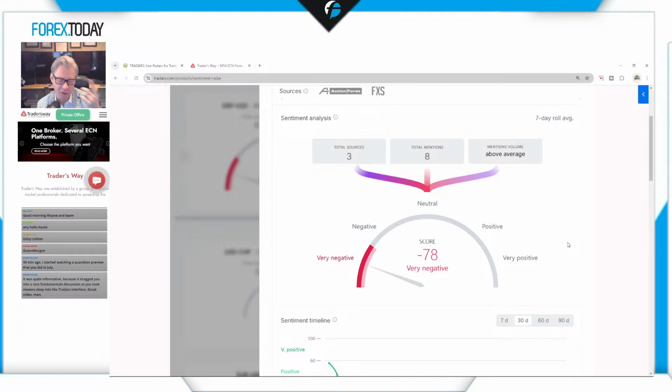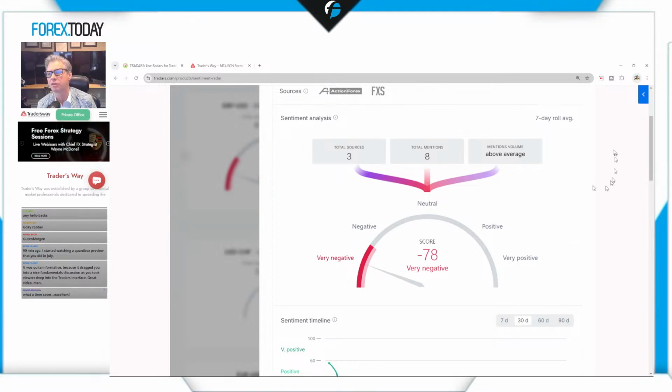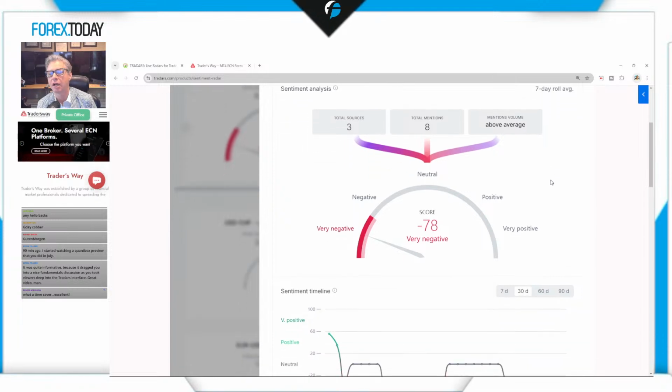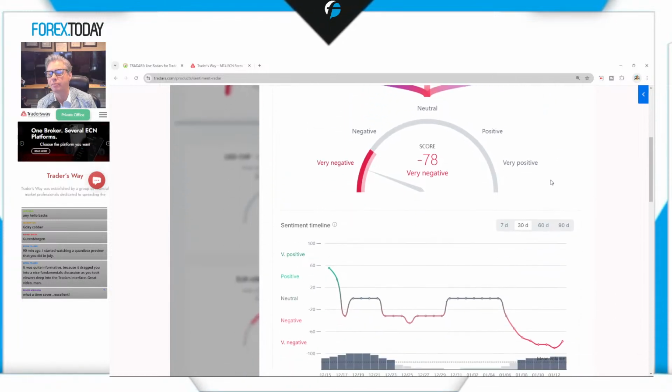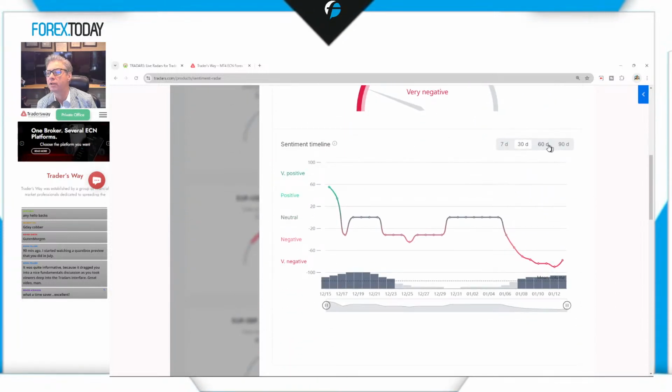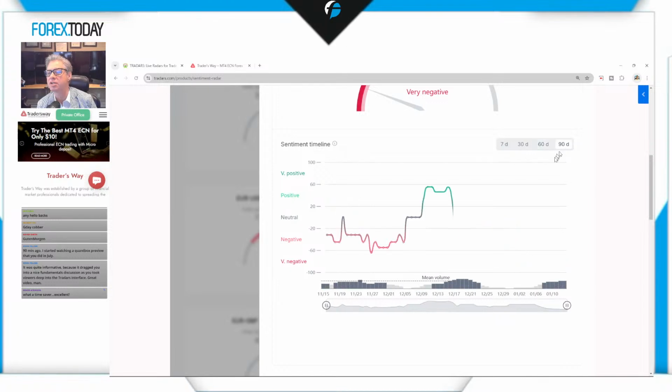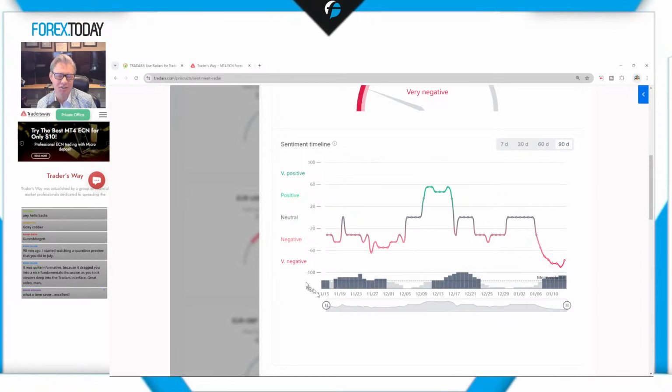And you don't have to then in your brain say, well, you know what? This is the 8th time I read an article this week that is negative on pound yen. But more importantly, we can go back 90 days and see the change in sentiment of the market. This is the market sentiment now. Isn't this sweet?